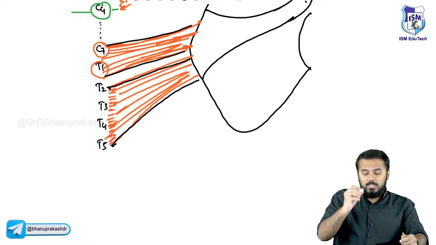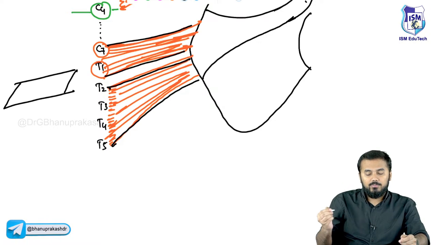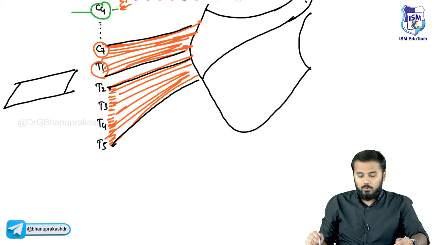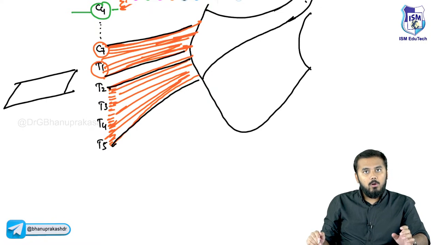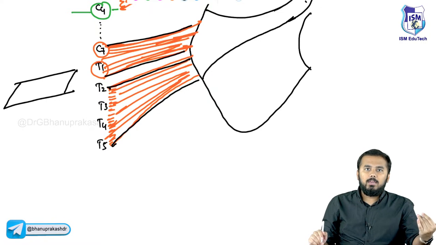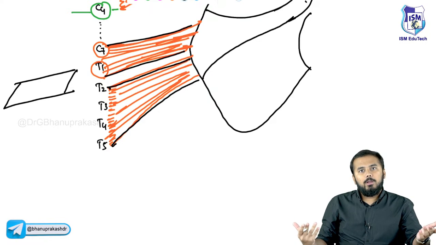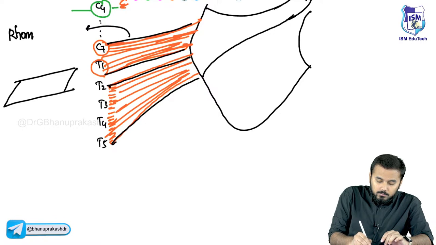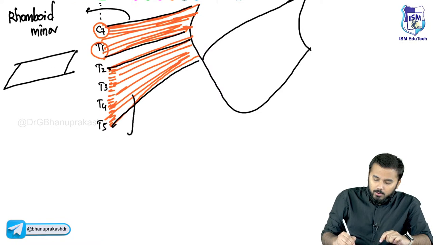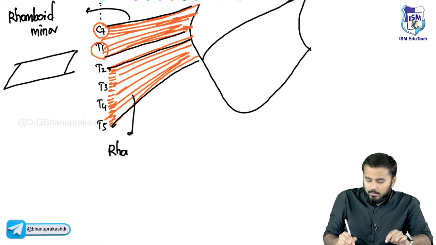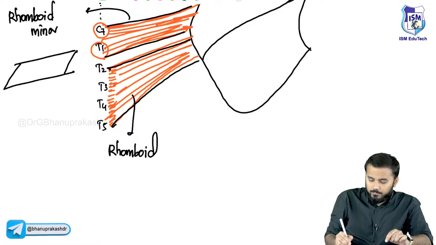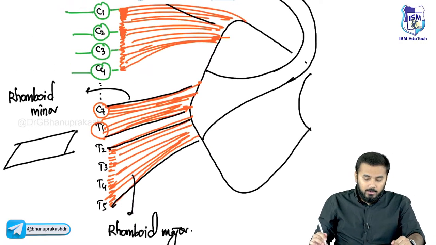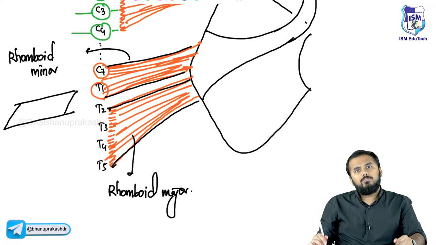And what is the shape? Their shape is in this way. This is called a rhomboid shape. So these muscles are called rhomboid muscles. One is small, so it is rhomboid minor, and one is big, so it is rhomboid major. So this muscle over here is rhomboid minor and this one is your rhomboid major. Right? So if I ask you, sir, what is the function of these muscles?